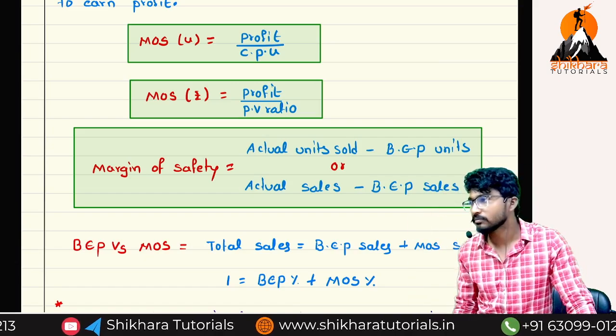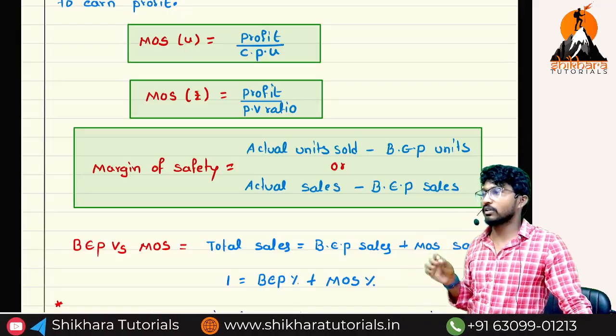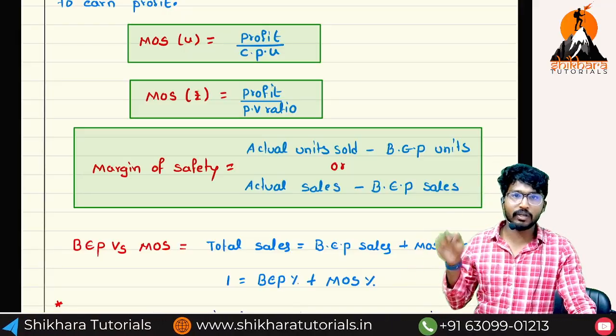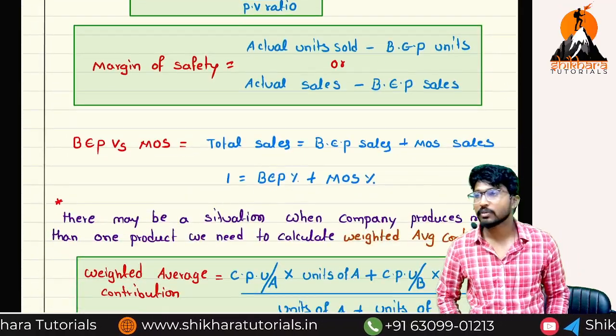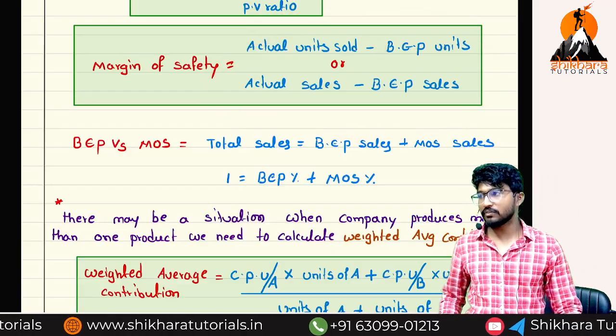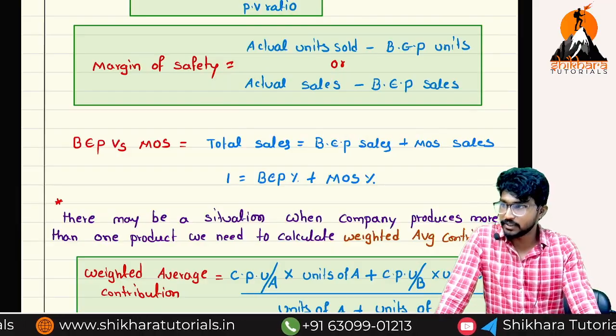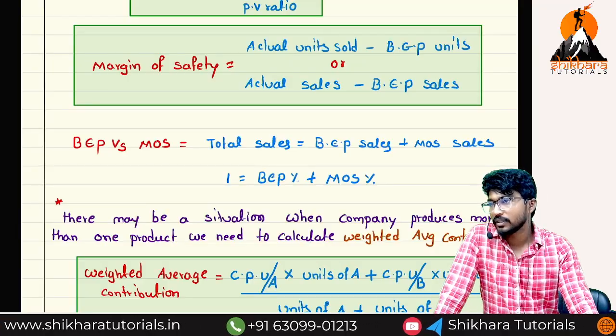If you want in units, use contribution per unit. If you want in rupees, use PV ratio. Another formula for getting margin of safety: sales minus BEP sales, or sales units minus BEP units. You will get margin of safety.